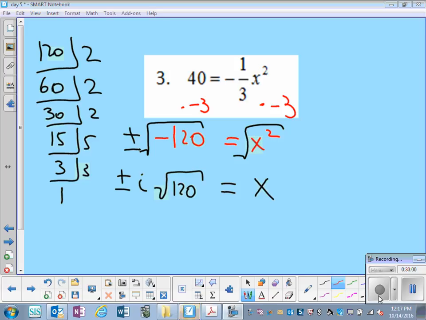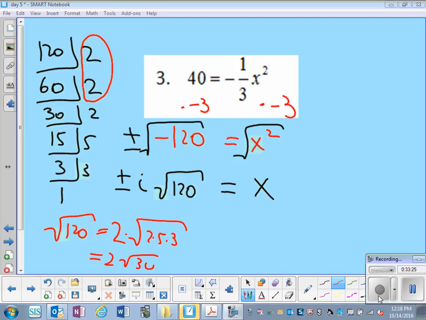So what pairs do I have? Just this one, 2 and 2, right? Nothing else paired. So it means that square root of 120 is what? I take the 2 out, and then whatever is left without the pair, I need to multiply. 2 times 5 times 3, which gives me what? 30. Very good. So now I rewrite my answer as x equals plus minus i and 2 square root of 30.